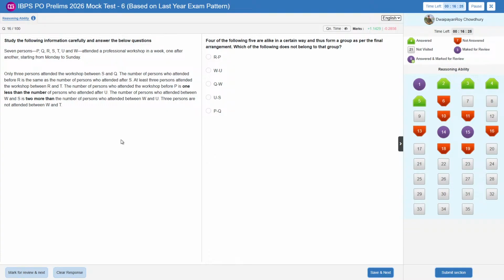The number of persons attended between W and S is 2 more than between W and U. So W and S is 2 more than W and U. 3 are not attended between. So W, T not 3. T 1, 2, 3. W no. 1, 2. So okay.